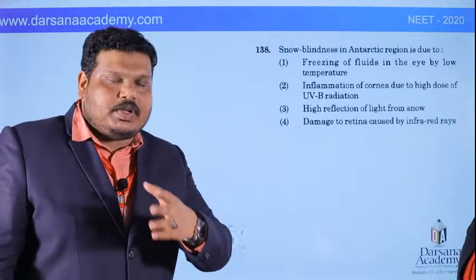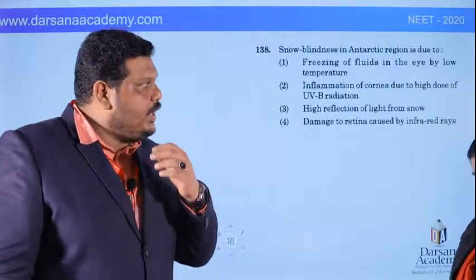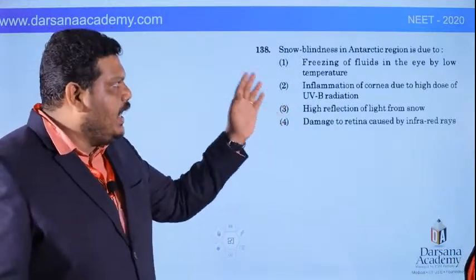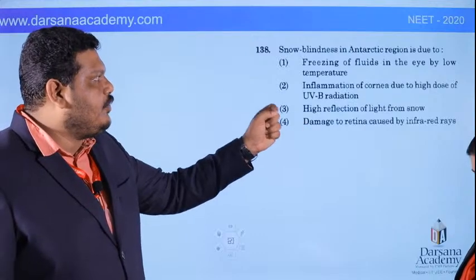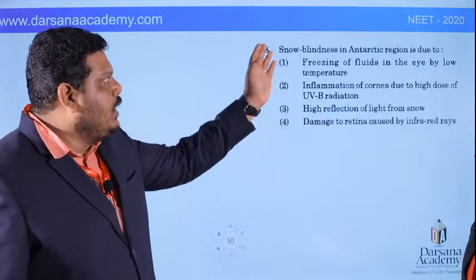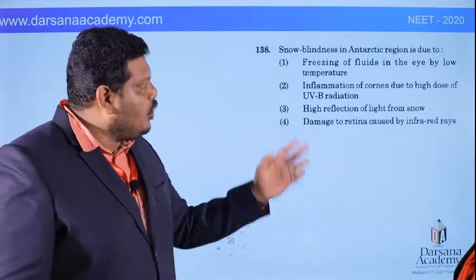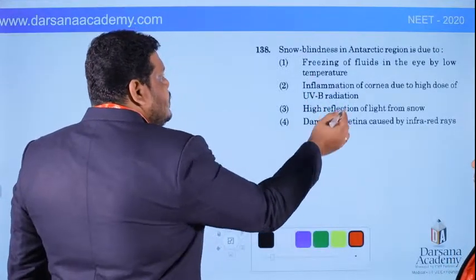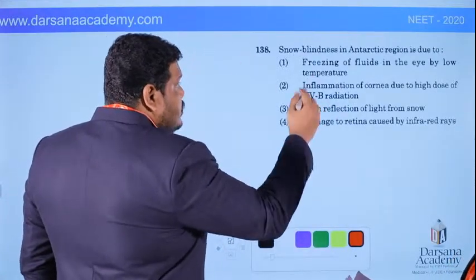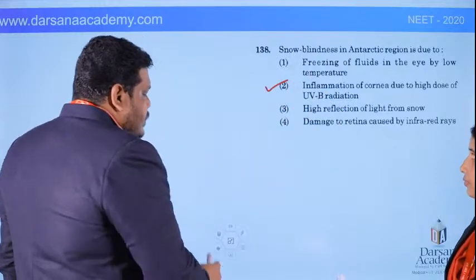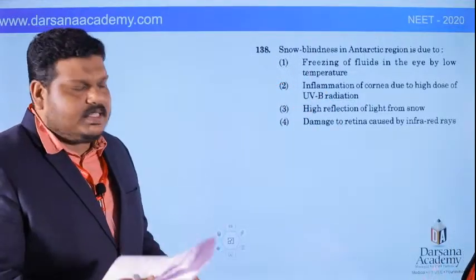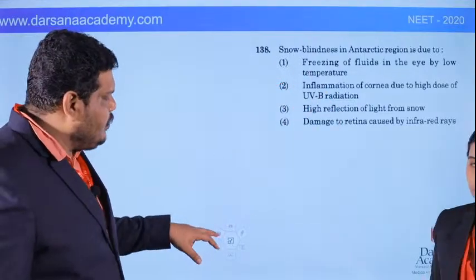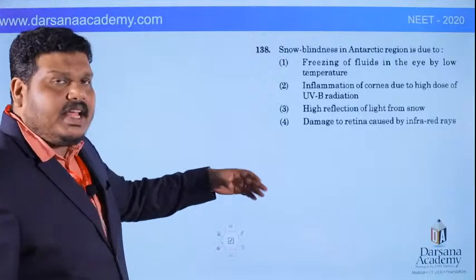In environmental issues, you can see the depletion of ozone. You can see that the statement is also there. Inflammation of cornea is leading to the type of disease which is called snow blindness. So option number two is the answer: inflammation of cornea due to the high dose of UVB radiation. So simple a question, no need of much explanation. You can see this same sentence in NCERT too. So that's why I'm going pretty fast.